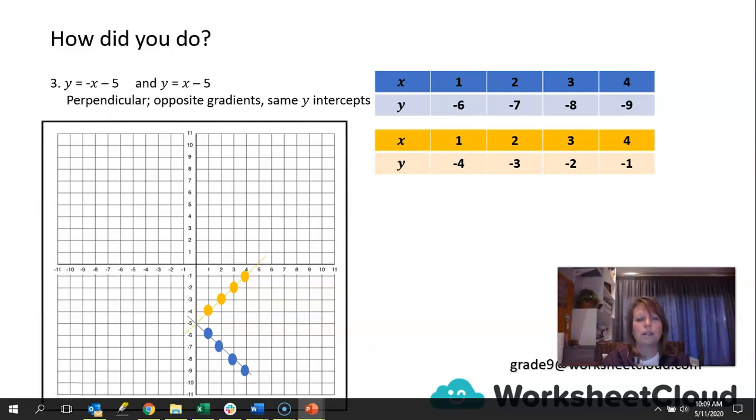Can you see that these lines are perpendicular? How can we tell? Well, they go through the same y-intercept and their gradient is directly opposite. So the one is minus 1, the other one is plus 1. So when it goes through the same y-intercept and the gradient is the opposite, you can say that they are perpendicular. So here there would be a 90-degree angle formed.